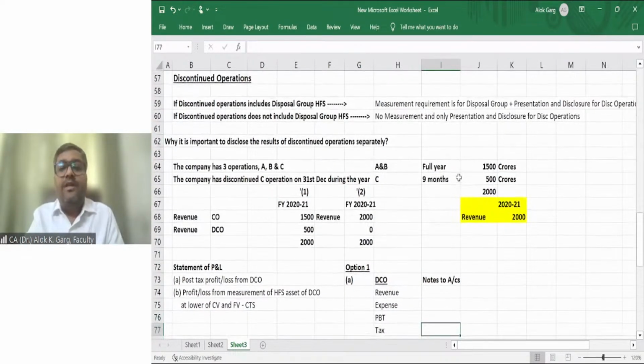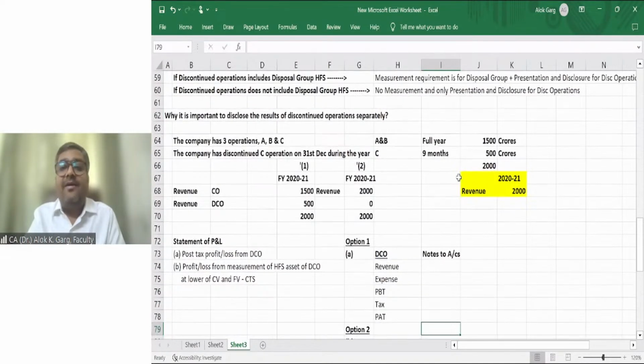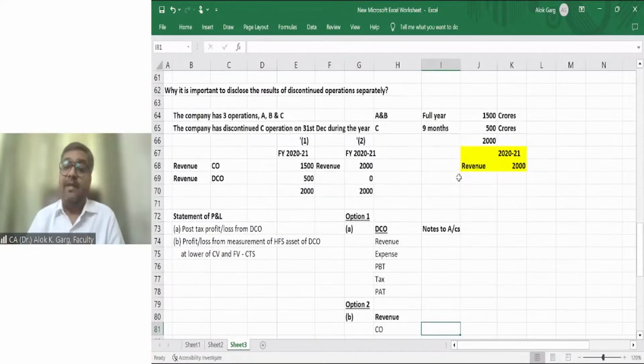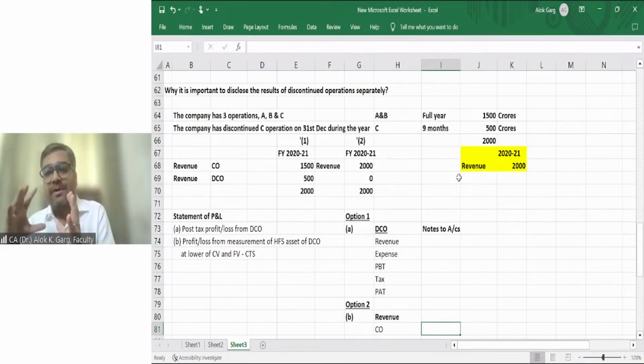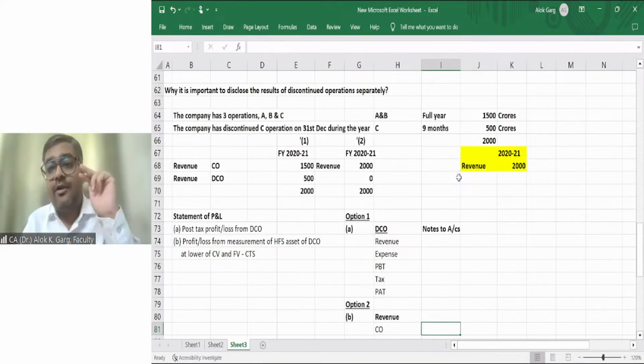Because if you discontinue some operation, you will not earn revenue in future, but you will also avoid the cost in future. There was some saving in the cost also. So the answer is right. Friends, the standard says that the entire P&L of discontinued operation, the revenue, cost, tax, everything for discontinued operation, has to be presented separately. Now there are two options for presentation.